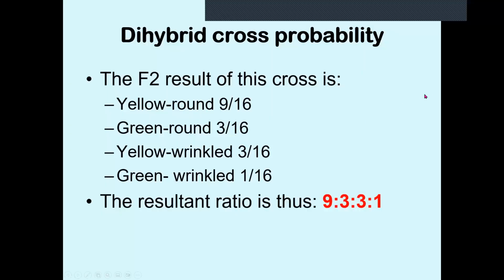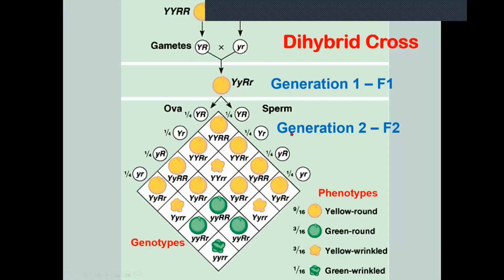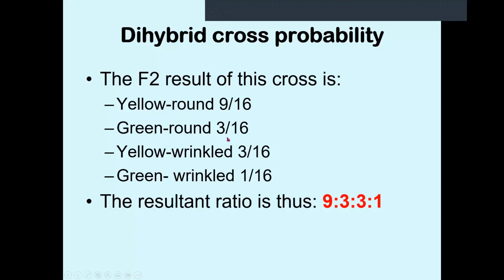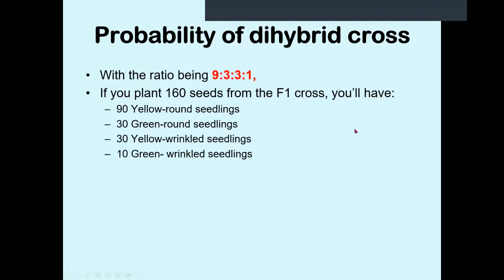Okay, now the ratios are interesting. If you count them, yellow round, there are 9 of them. The green round, 3, the yellow wrinkled and green wrinkled, 3 and 1. So this is the very famous 9:3:3:1 ratio for a dihybrid cross. Okay. So this is the second filial cross.